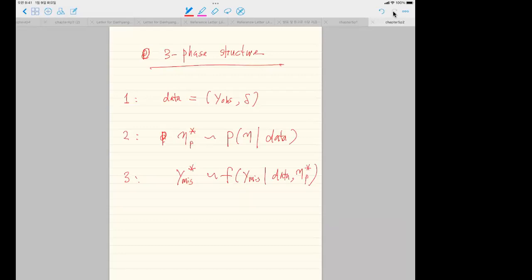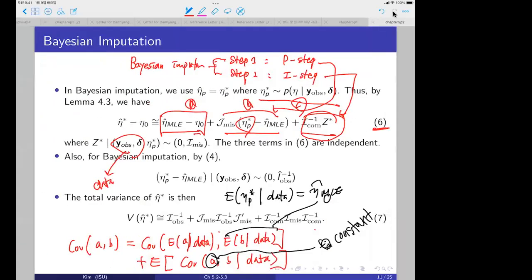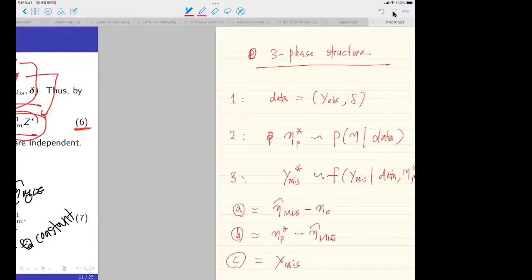So that means, right, basically you have A. A is eta hat MLE minus eta 0. B is eta hat P, eta star minus eta hat MLE, times a constant. C is Y miss minus, so that is actually the score function.